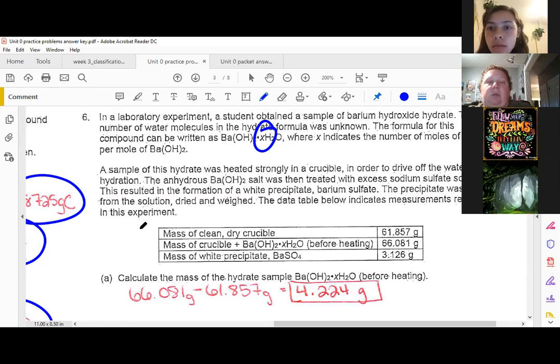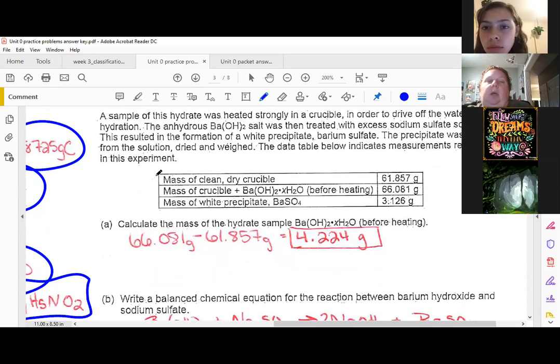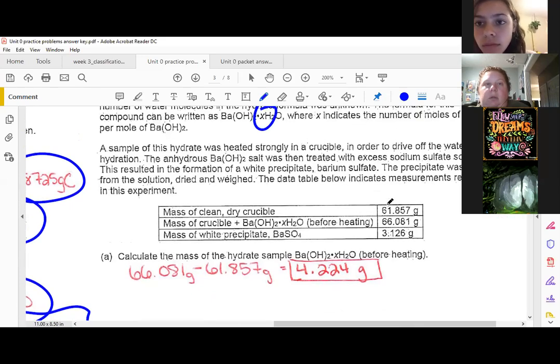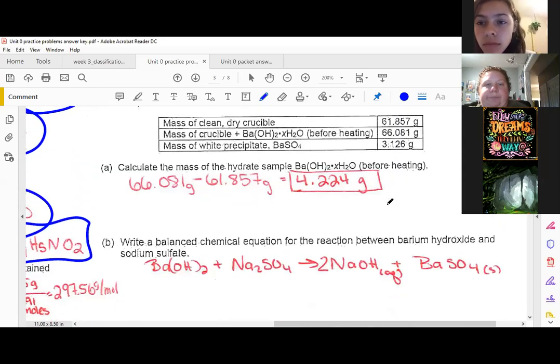So just like we did before, we've got some data here. You've got the mass of a clean, dry crucible. We put the mass of the crucible plus our unknown hydrate compound in, and then you heat it up a whole bunch of times until the mass stops changing, and we find the mass of, no, this one is different. This one we react it. Okay, so we react that with sodium sulfate solution. We heat it up, and that gives us the mass of the barium sulfate that we made. Do they give us an equation? No, we have to write it.